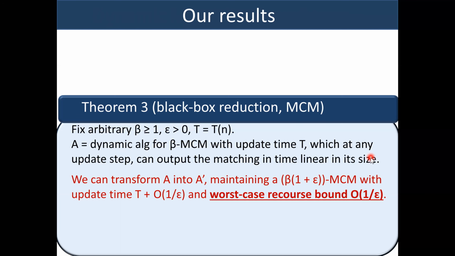Now, this condition may seem very restrictive, but in fact, I'm not aware of any dynamic matching algorithm that doesn't satisfy this condition. So I'm not sure how restrictive this condition is, but I should mention that if we don't have this linear time guarantee, then we'll have a blow up in the update time of the transformed algorithm, which will be proportional to the slack that we have in the time needed to output the matching. Okay.